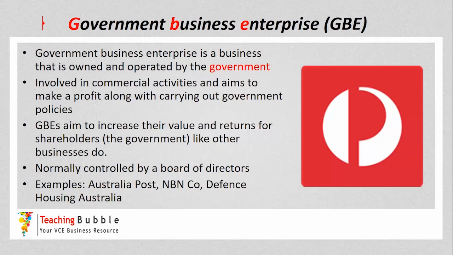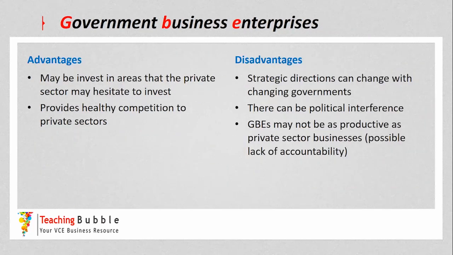Some examples of government business enterprises, some of the larger ones: Australia Post, NBN Co, which currently, as we stand, is a government business enterprise, and also Defence Housing Australia. So again, we'll look at the advantages and disadvantages.